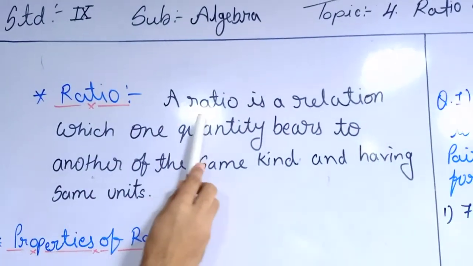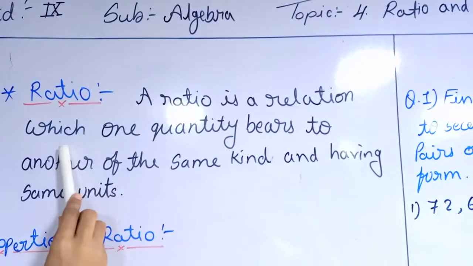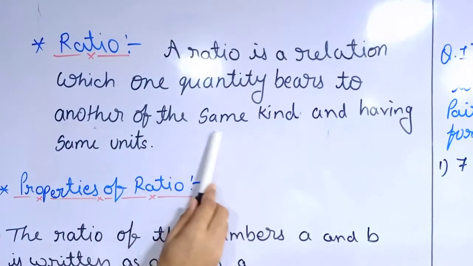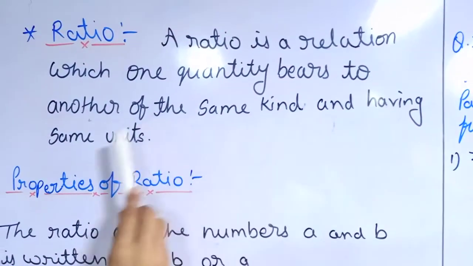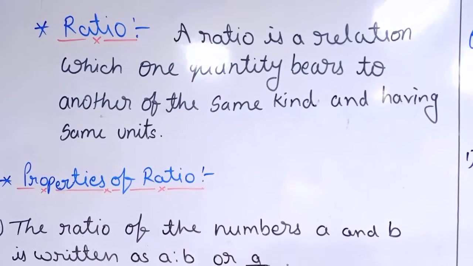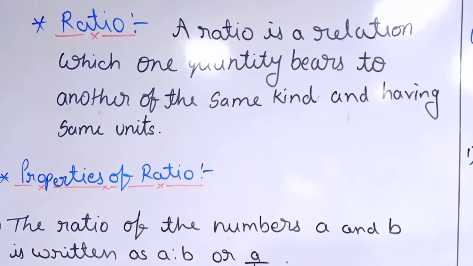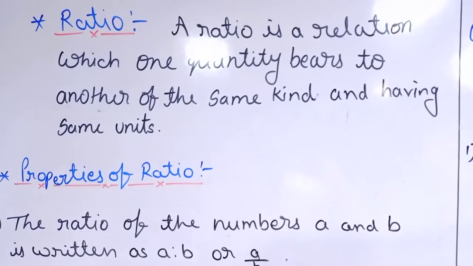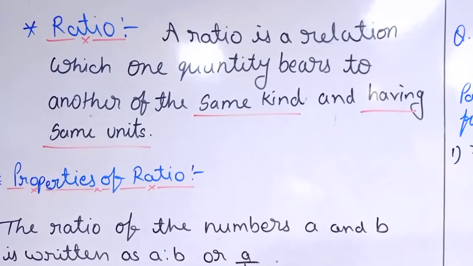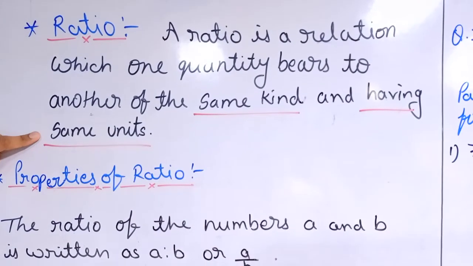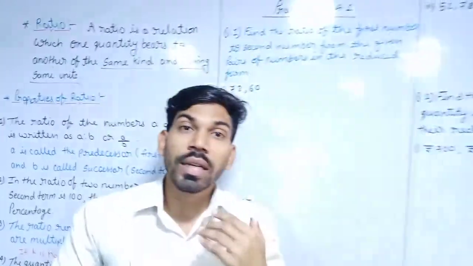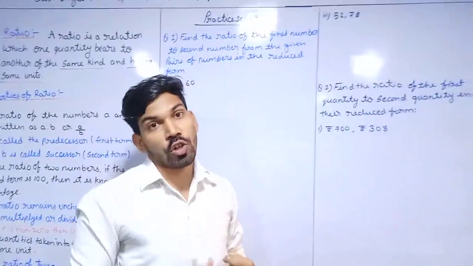Ratio. A ratio is a relation which one quantity bears to another of the same kind and having the same units. Means we are comparing two quantities and they should be of the same kind and the same unit. Means the same type of quantity, and the unit of both should be the same. Then only are we able to do the comparison and find the ratio of that.